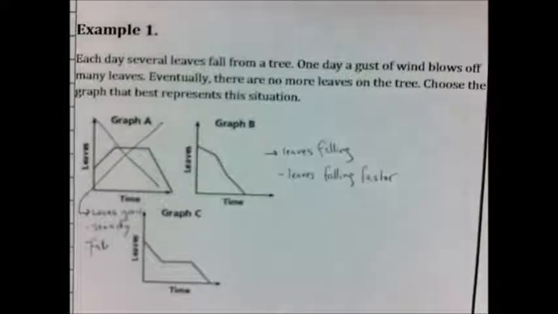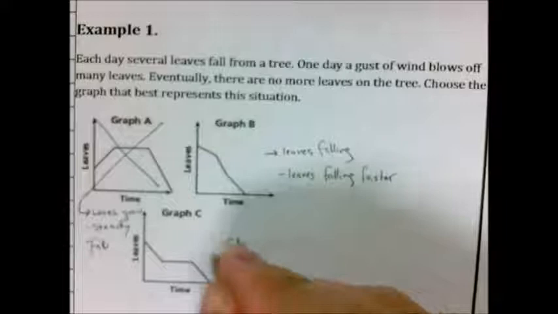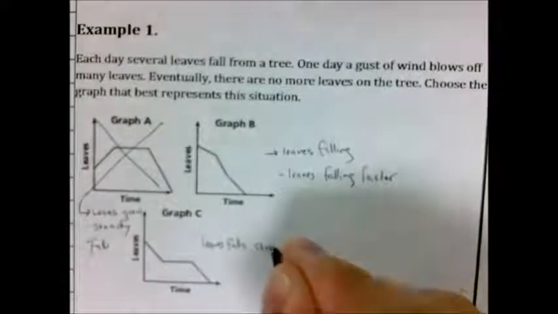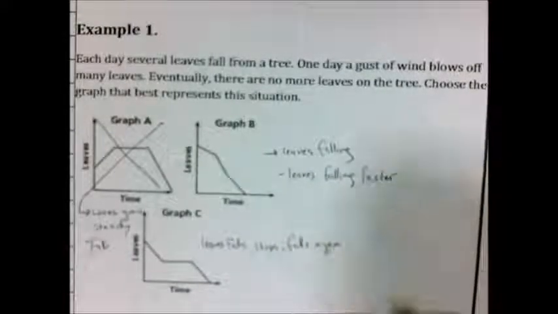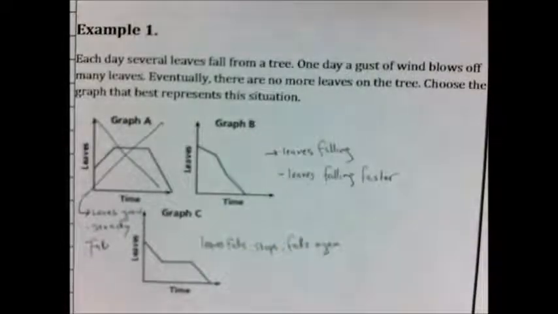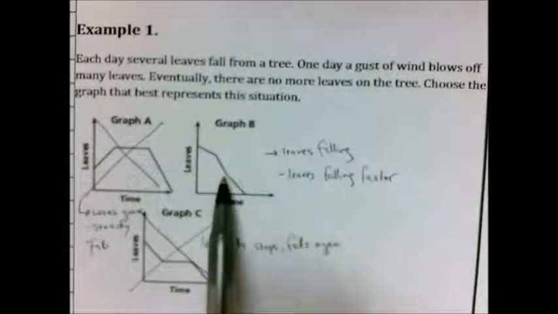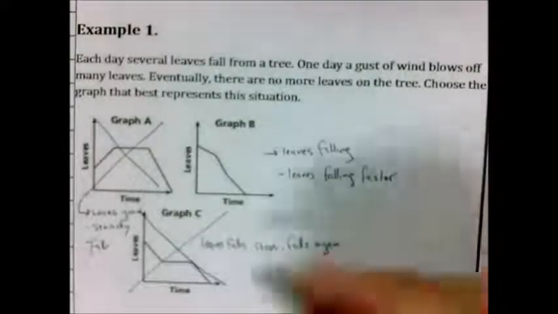Let's just check graph number C real quick. We can see that this falls, leaves fall, stops, and then falls again. Nowhere in our scenario does it say that the leaves stop falling or that it falls at the same rate. We know that the wind blows a little bit stronger, so we're going to have a graph that is falling, falls faster, and then finally there's no more leaves on the tree. So graph B is the correct answer.